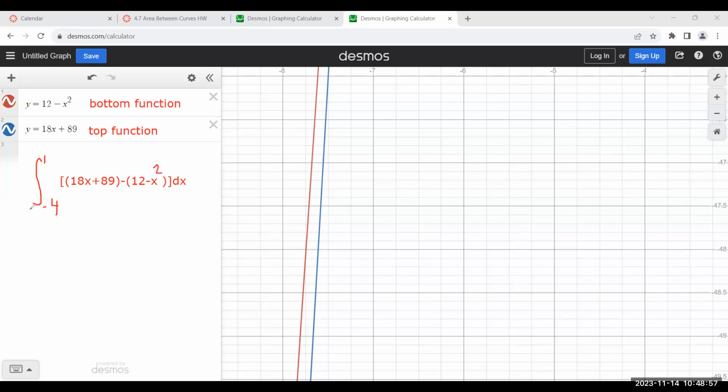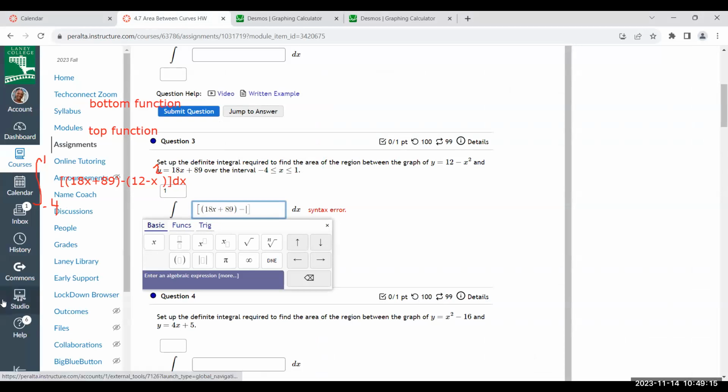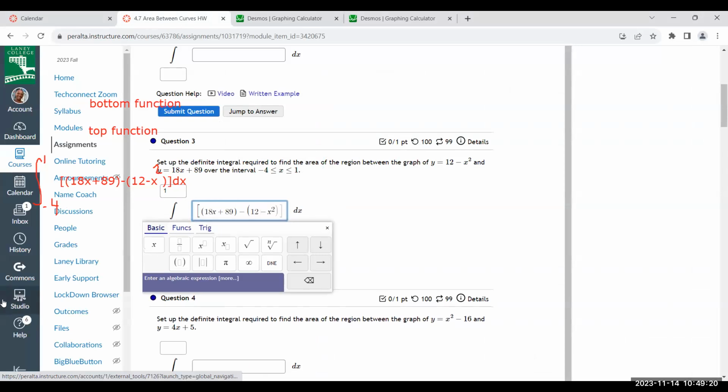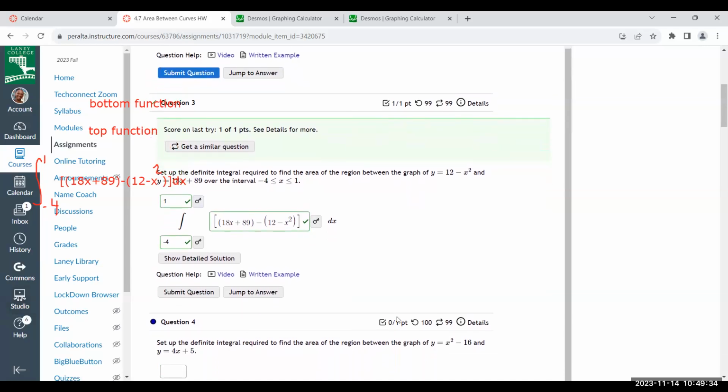Okay, so I'm about to type this in the answer. So let's see. So again, top function was 18x plus 89. Bottom function was 12 minus x squared. And there we are. Let's look at another one.